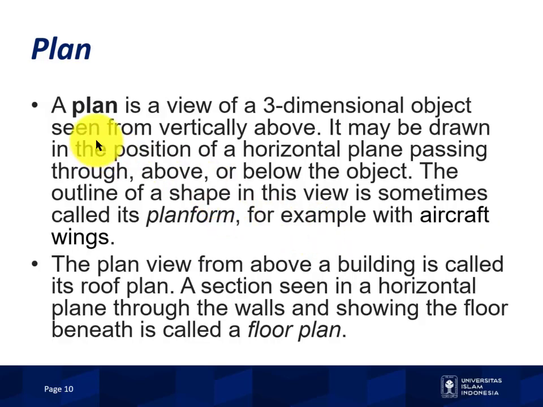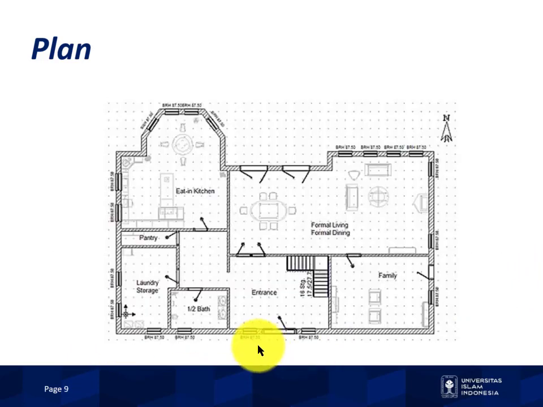A plan is a view of a three-dimensional object seen from vertically above. It may be drawn in the position of a horizontal plane passing through, above, or below the object. The outline of a shape in this view is sometimes called its plan form, for example, with aircraft wings. The plan view from above a building is called its roof plan. A section seen in a horizontal plane through the walls and showing the floor beneath is called a floor plan. So this is a floor plan.